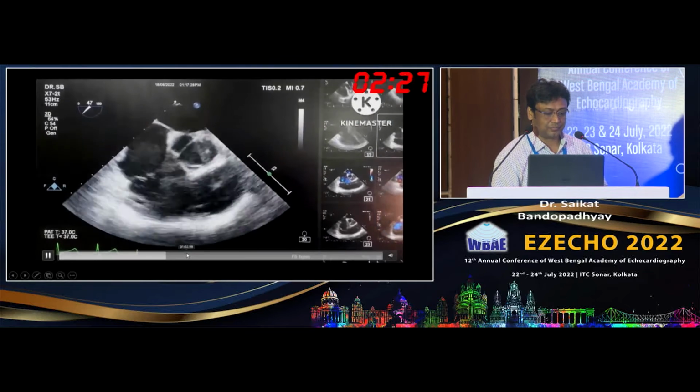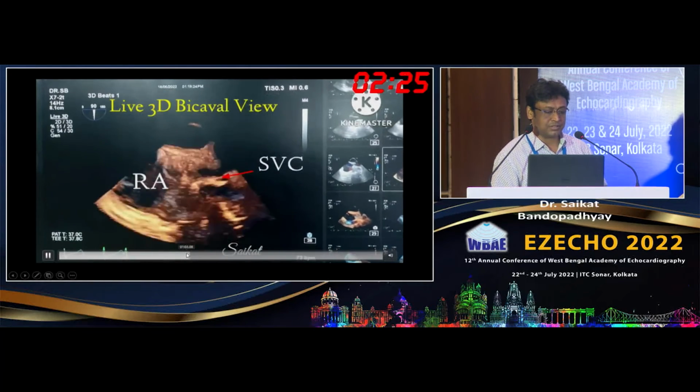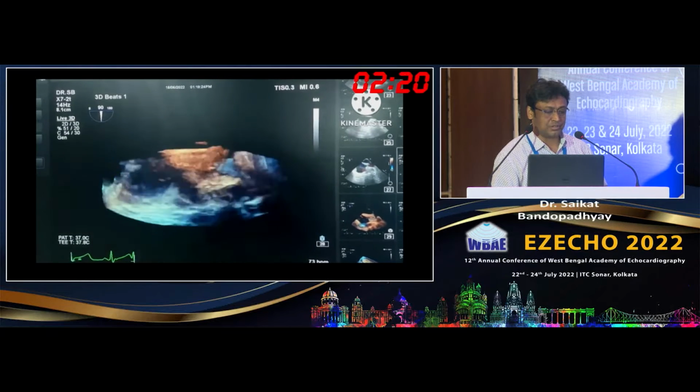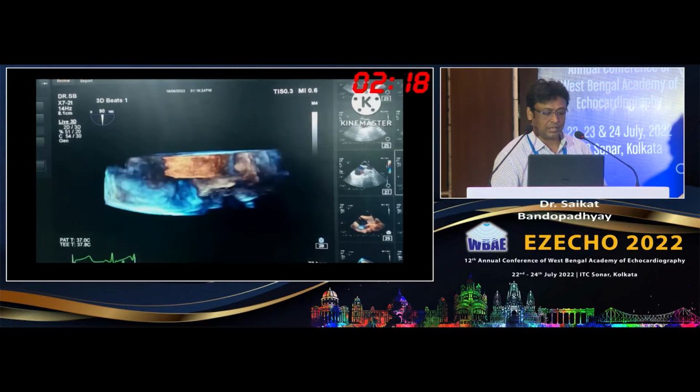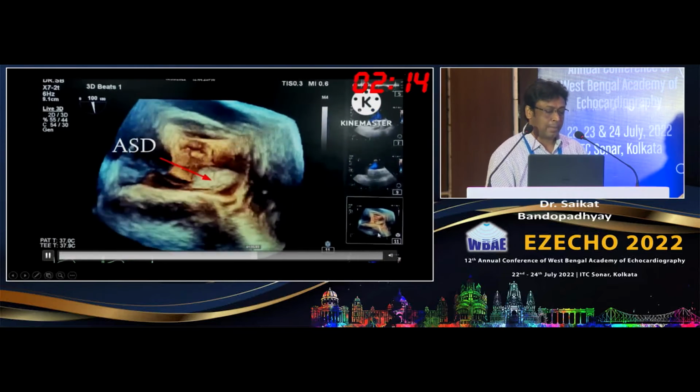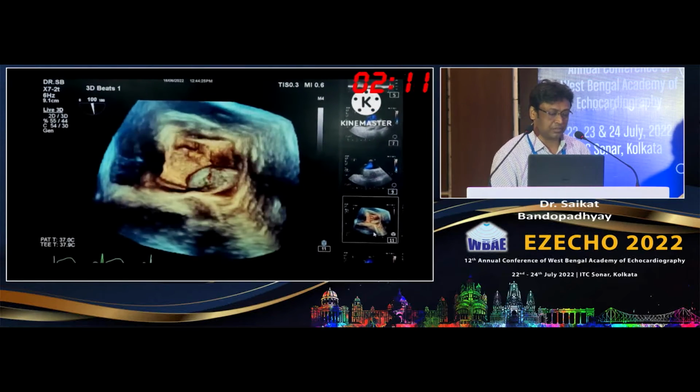And so this is the SVC, and you can see the part of the defect. And as you turn and increase the elevation plane, you can actually see it much better. So this is the entire ASD, and I will compare with the surgical picture.